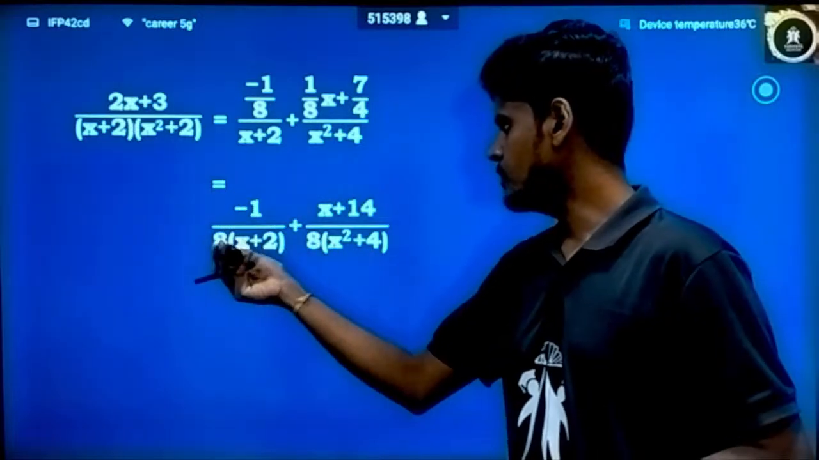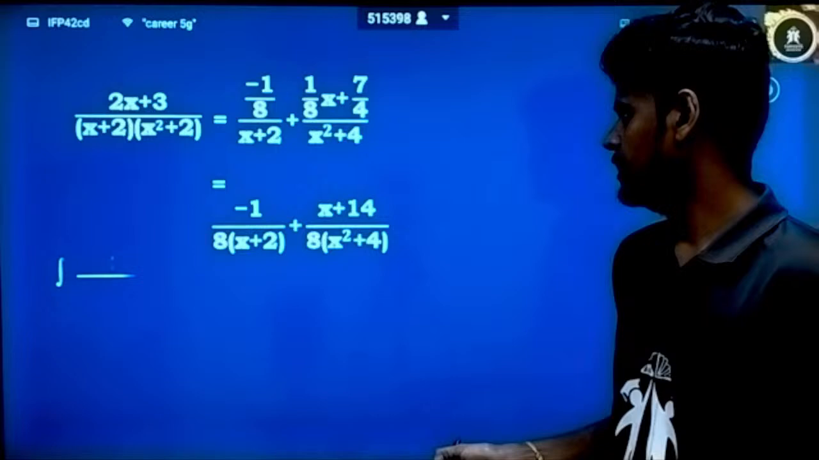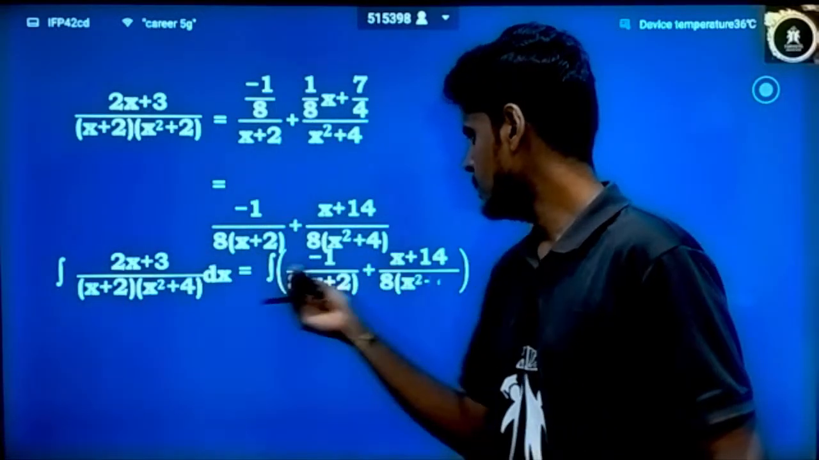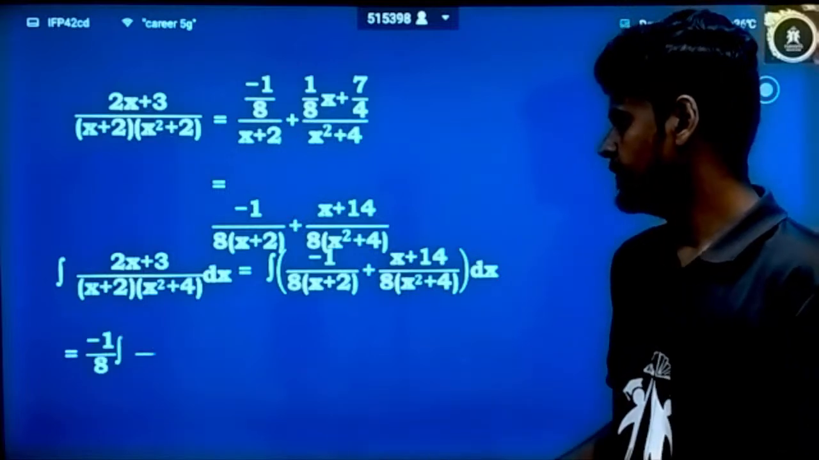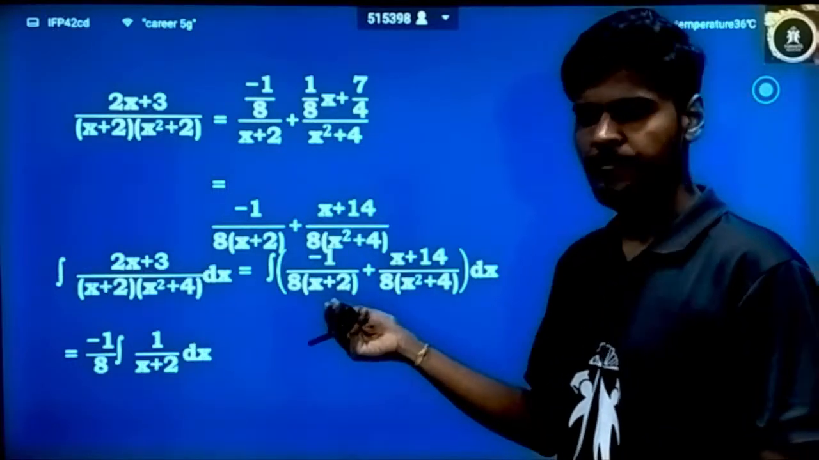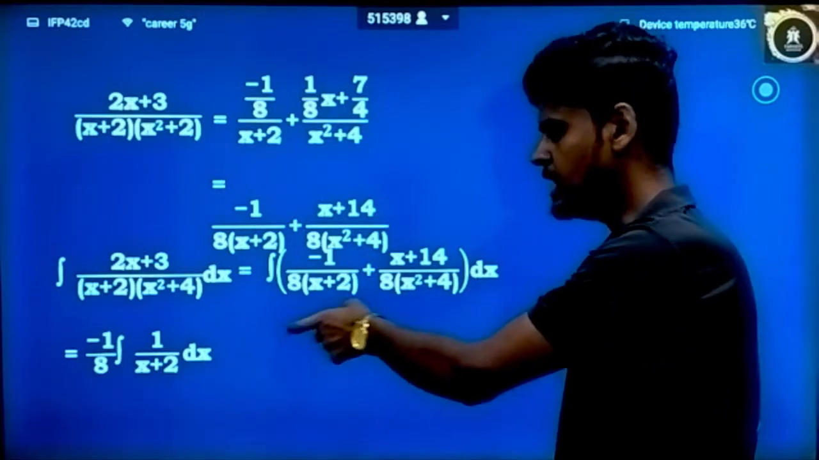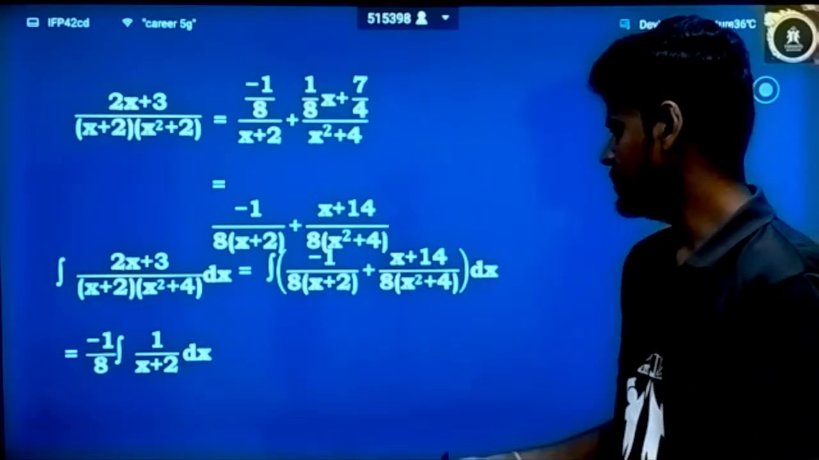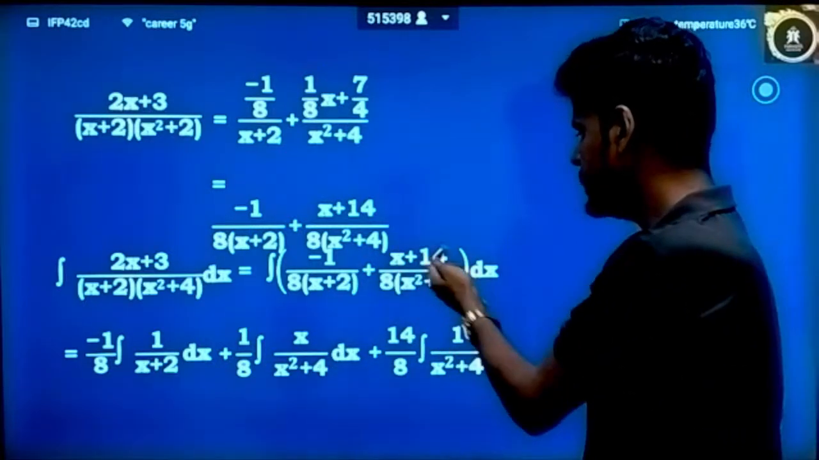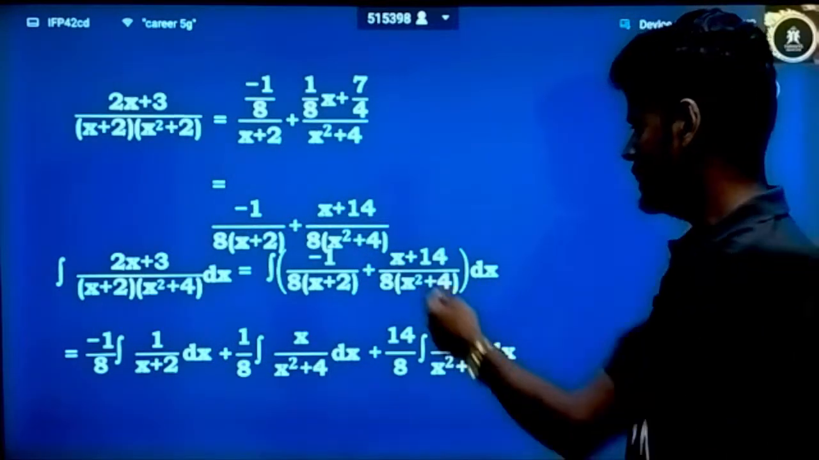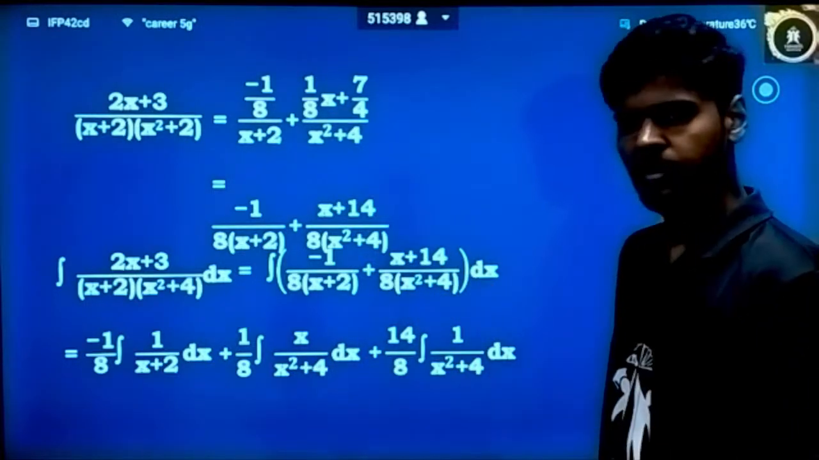Then we will get minus 1 by 8 into this plus 8x plus 14 by this value. Then what we need to do? Write this in terms of form. Integrate this on both sides. Now first integration is easy, that is minus 1 by 8 is constant, dx by x form, that is log of x plus 2. Next term is 1 by 8 into, we can split this further into two integrals, that will be x by x square plus 4 plus 14 by x square plus 4.